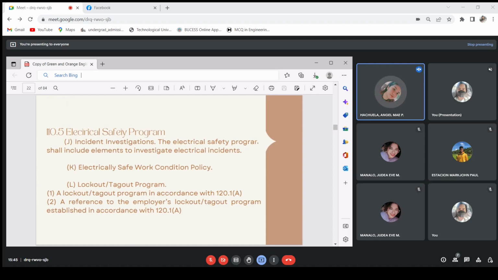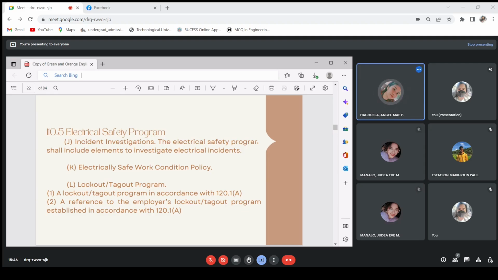So, letter J, incident investigations. The electrical safety program shall include elements to investigate electrical incidents. Electrical incidents include events or occurrences that result in or could have resulted in a fatality, an injury, or damage to health. Incidents that do not result in fatality, injury, or damage to health are commonly referred to as a close call or near miss.